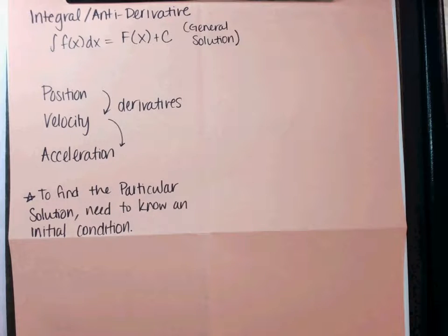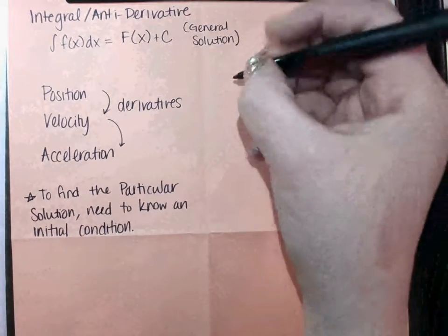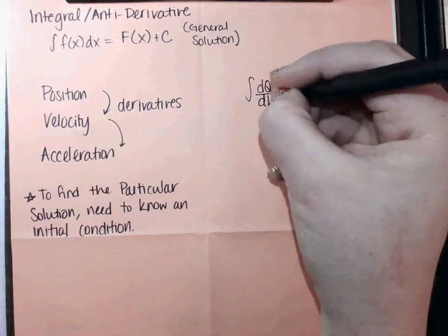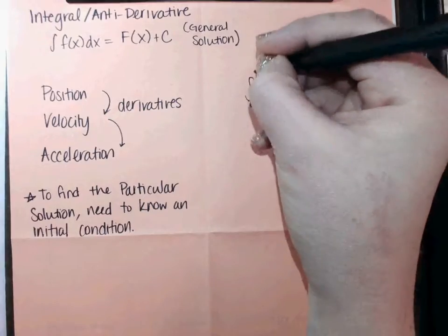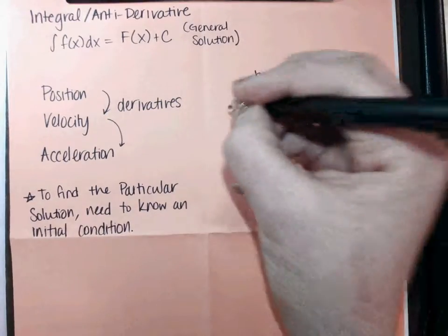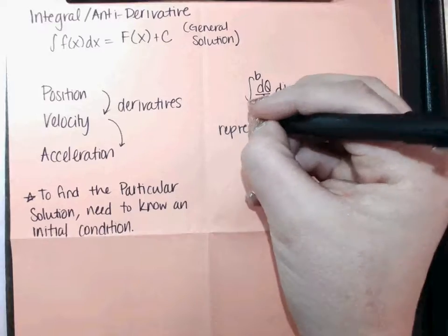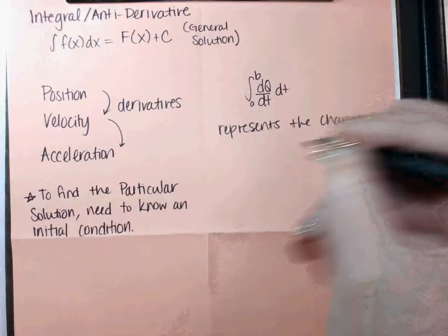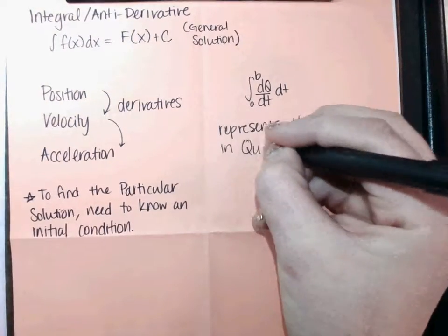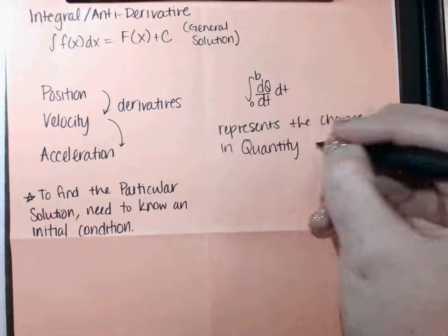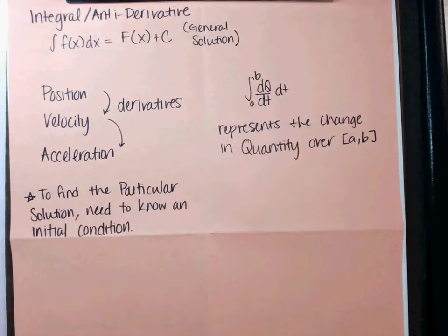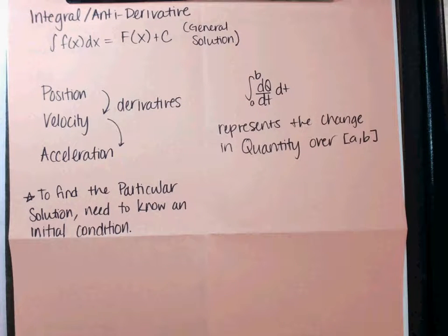Okay, also remember that as far as units go, if you have the integral of dQ/dt from A to B, remember that that represents the change in quantity Q over A to B. So remember that an integral measures how much something changed.